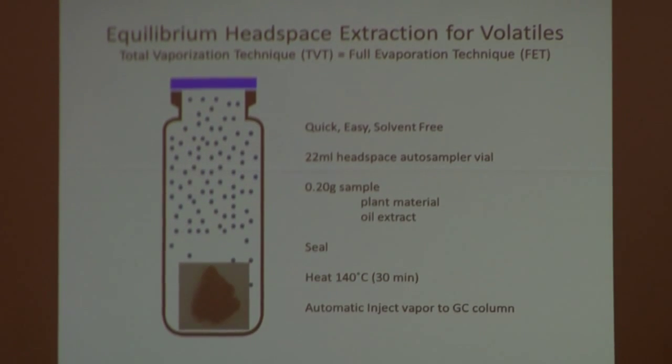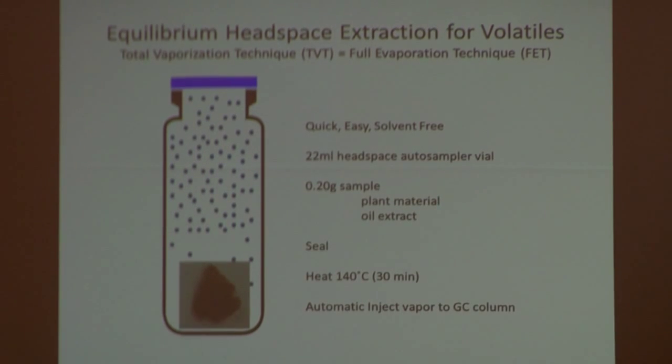Again, taking about 0.2 grams of sample of the plant material, or taking oil extract from hash oil or some extract, seal it in the vial, heat it to about 140 degrees for 30 minutes in an autosampler, and the autosampler would inject the vapor directly to the GC column.